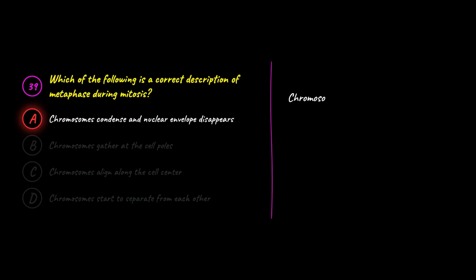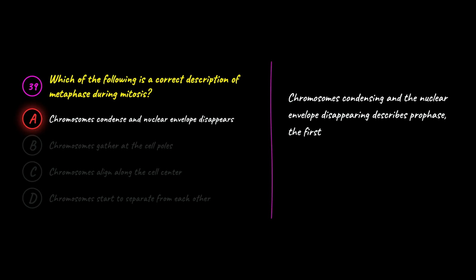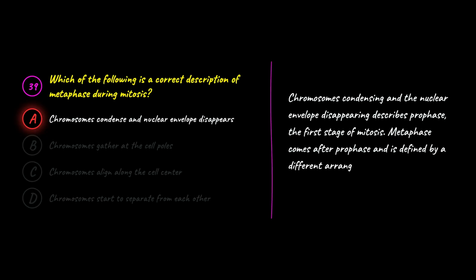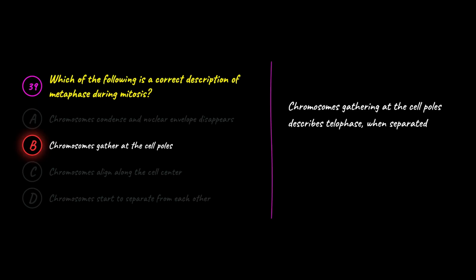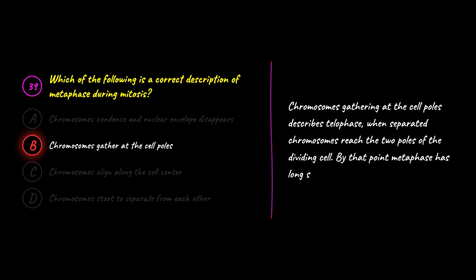A is wrong because chromosomes condensing and the nuclear envelope disappearing describes prophase, the first stage of mitosis. Metaphase comes after prophase and is defined by a different arrangement of the chromosomes within the dividing cell. B is wrong because chromosomes gathering at the cell poles describes telophase, when separated chromosomes reach the two poles of the dividing cell. By that point, metaphase has long since ended, so this does not describe metaphase at all.